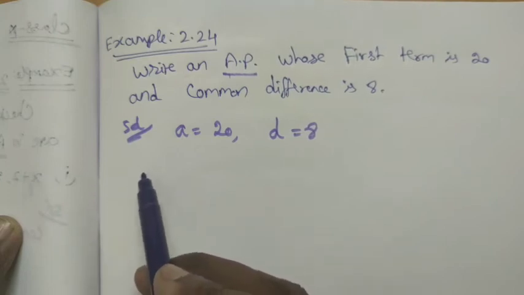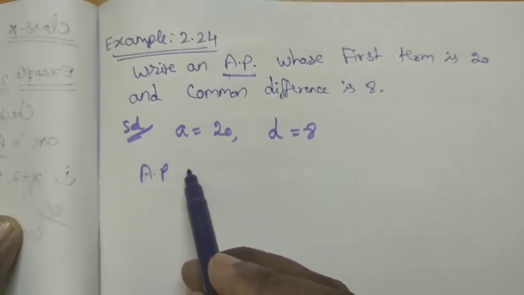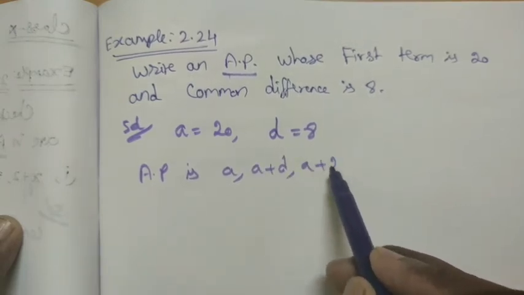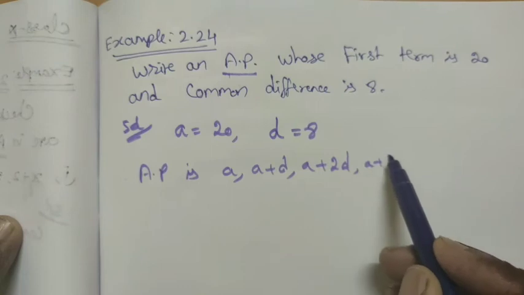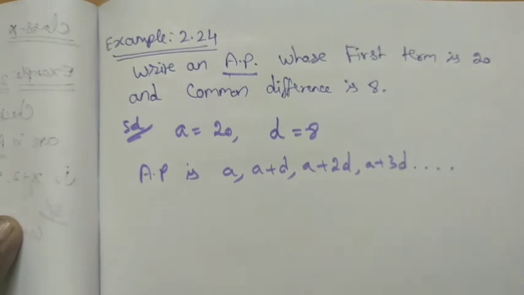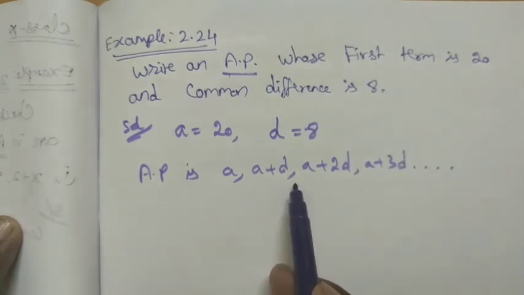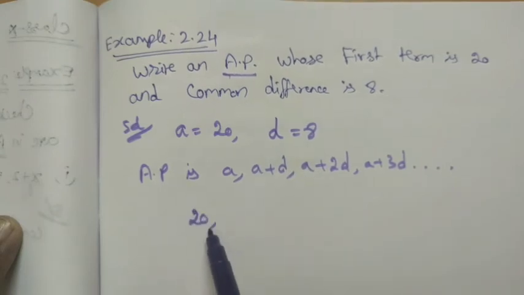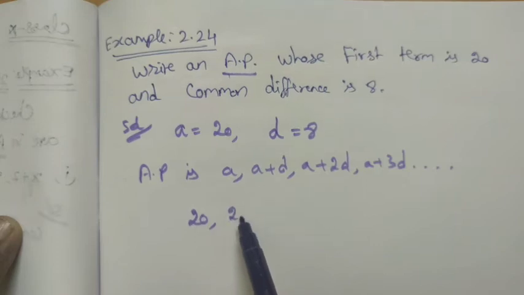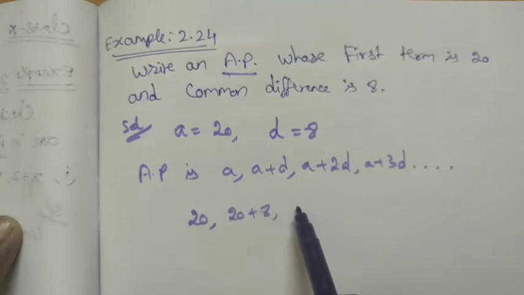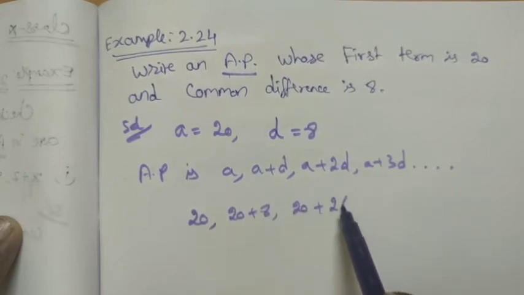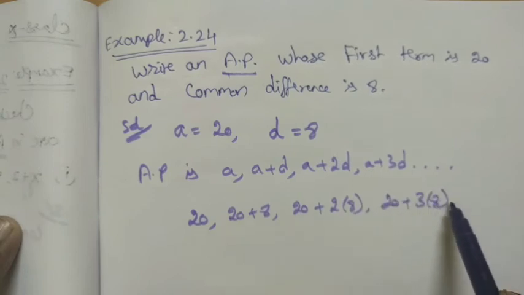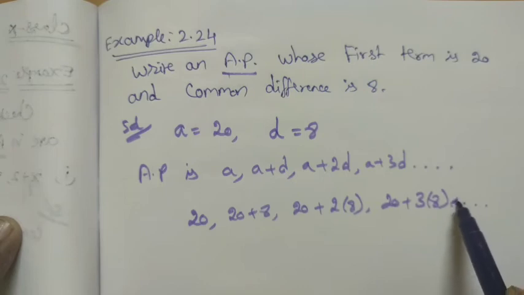To form an AP sequence, we know that an AP is in the form of a, a plus d, a plus 2d, a plus 3d, and it goes on like this, right? So in the place of a and d, you apply the given values. So a is equal to the first term, 20, and the second term is 20 plus 8, and the third term is 20 plus 2 into 8, and then 20 plus 3 into 8, and it goes on, right?